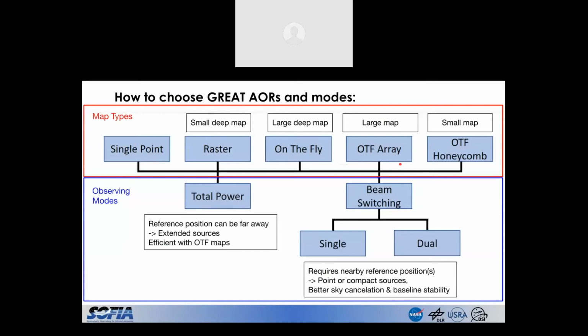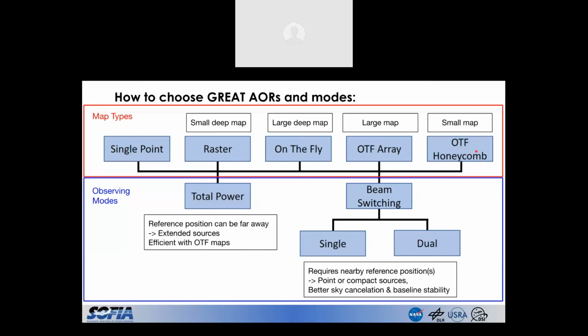More efficient are the OTF maps. For small maps, we recommend the new OTF Honeycomb Map. Small in this case means the size of the array. The HFA and LFA both consist of 7 pixels, and where I'm talking about the array size, it is the configuration of the 7 pixels. Look up the actual size in the handbook.